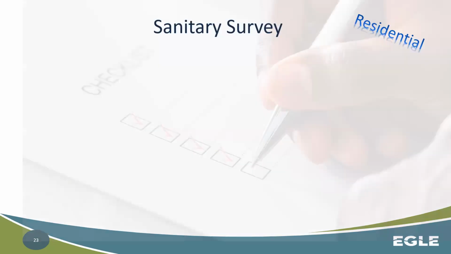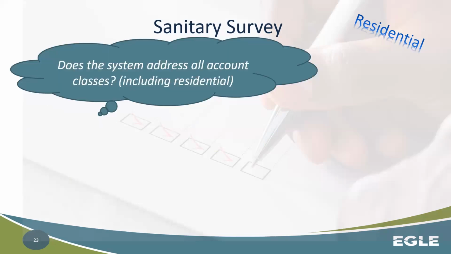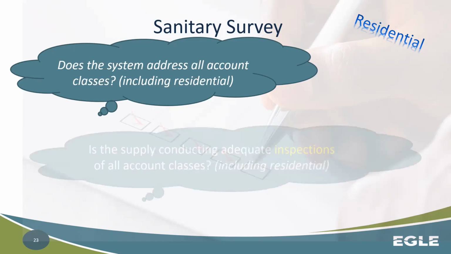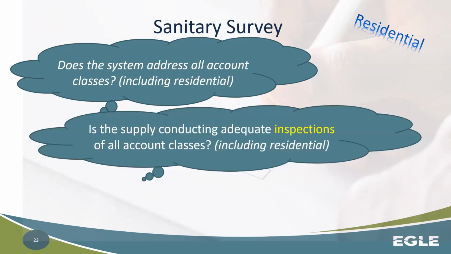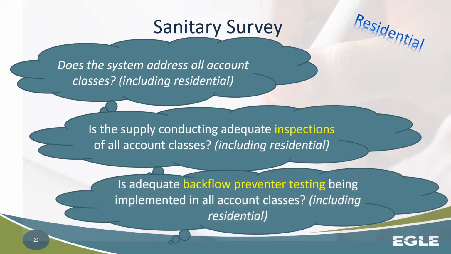And again, some of the questions that we have been asking are things like, are all account classes being addressed? This includes residential, and residential has really been one of the sticking points. Are inspections being done across all of these account classes? And then, is testing being done across all of these account classes? When this term adequate comes up, basically we want to see a real effort being put forth by the water system. Are we seeing problems being fixed?